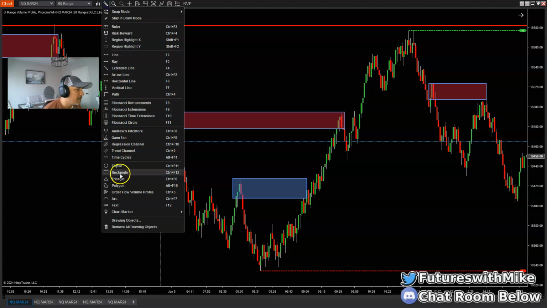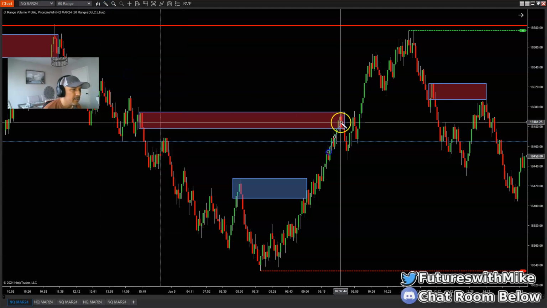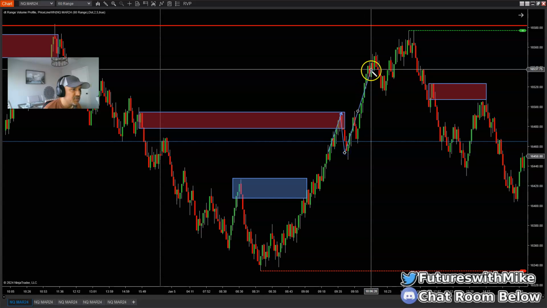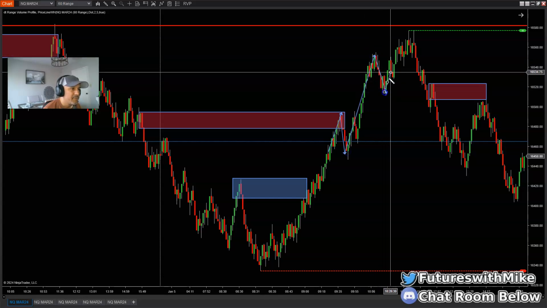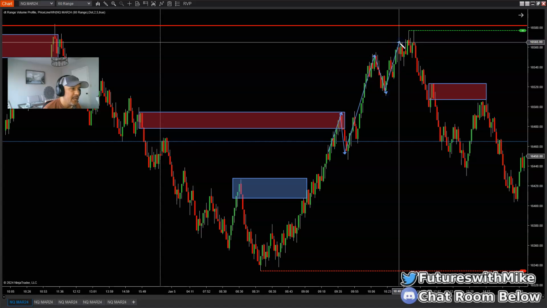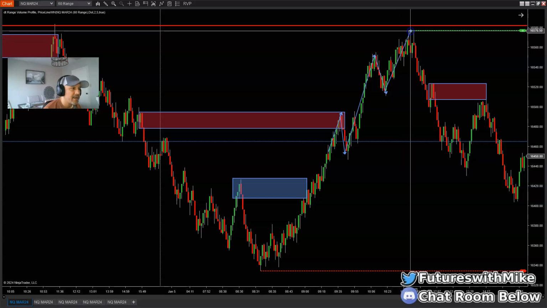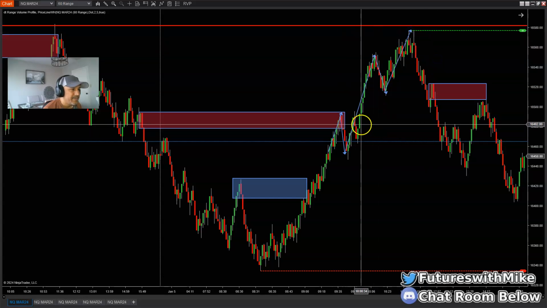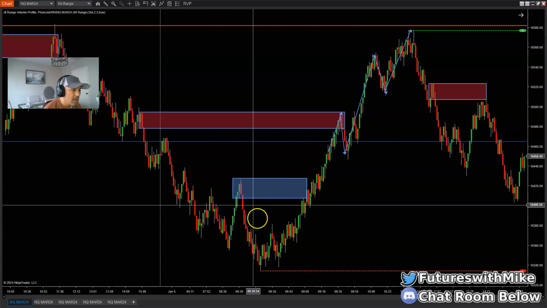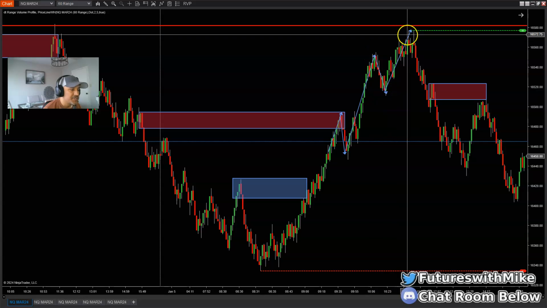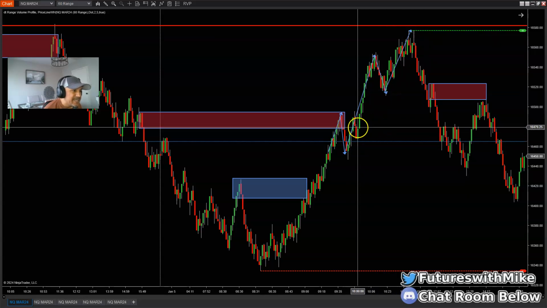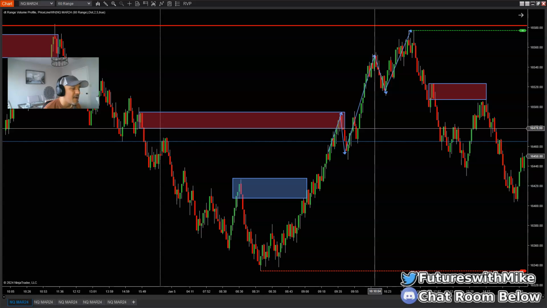Let's kind of draw this thing out. Let's use the arrow here. Okay, breaking structure to the upside. Pulls back. Breaking more structure to the upside as it pushes. Excuse me, guys. Pushes higher right here. This is a demand zone. Back down here. It's breaking structure to the upside, taking out areas here. Breaking structure. Breaking structure. Now, is this a demand zone? Yes, it is. Let's go ahead and mark off to show you how you properly do a demand zone. Just quickly.